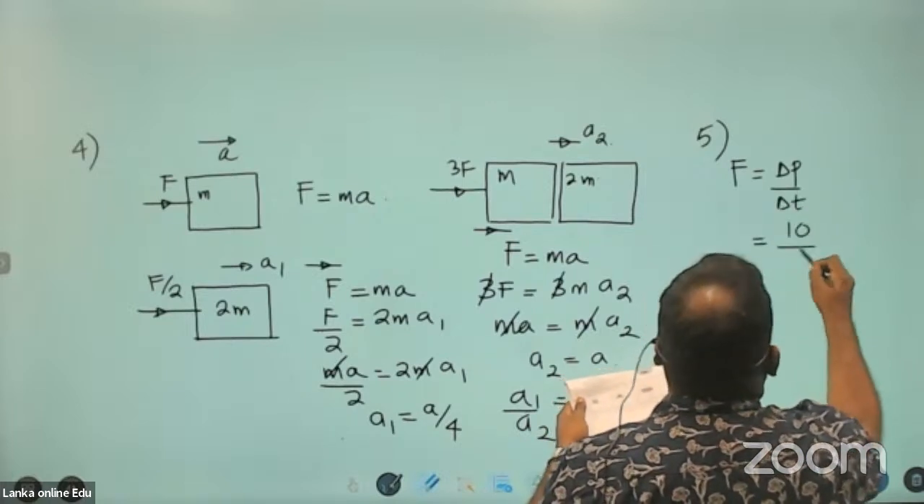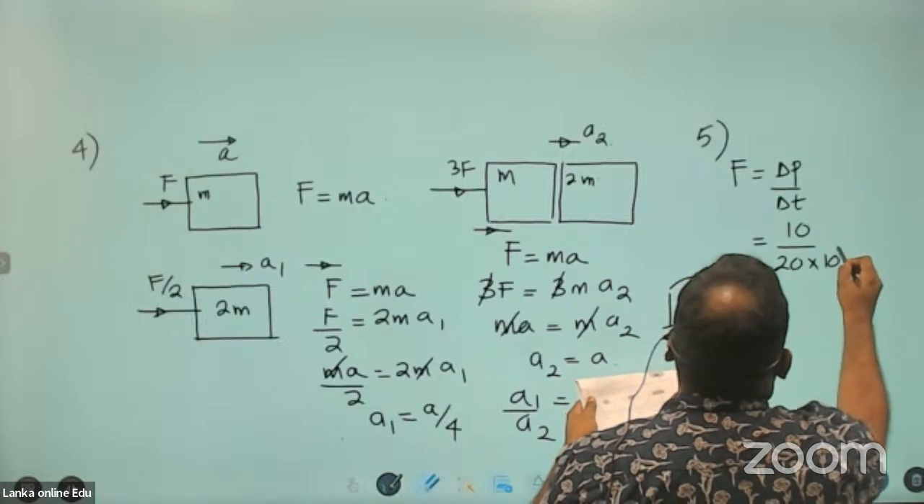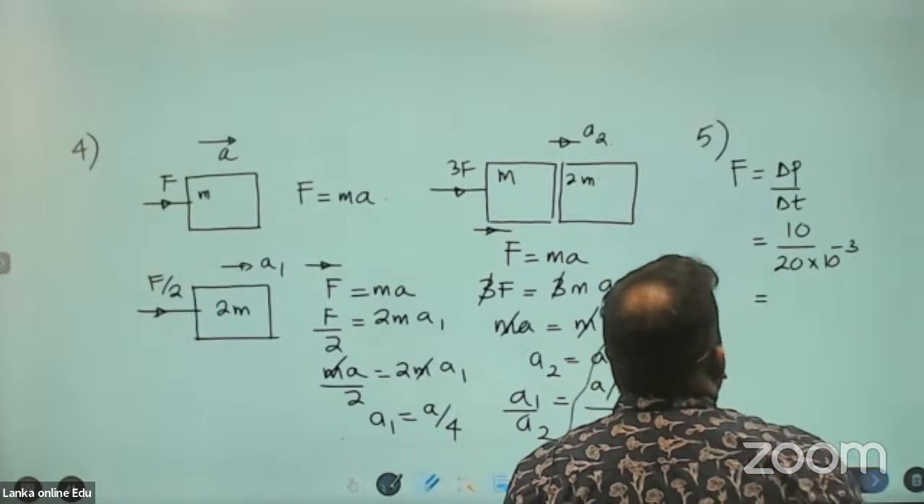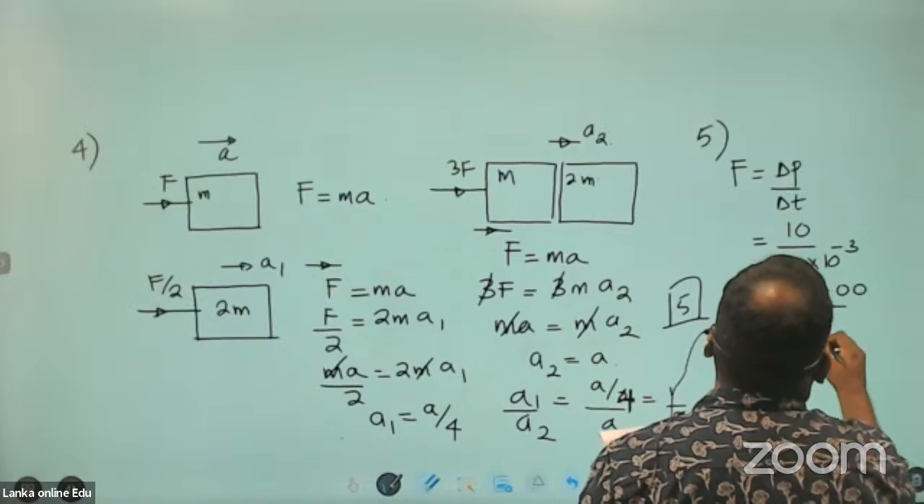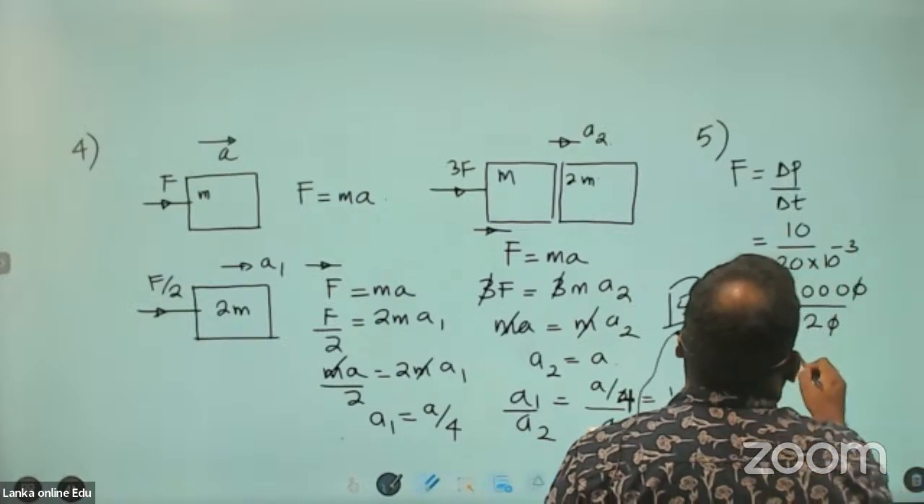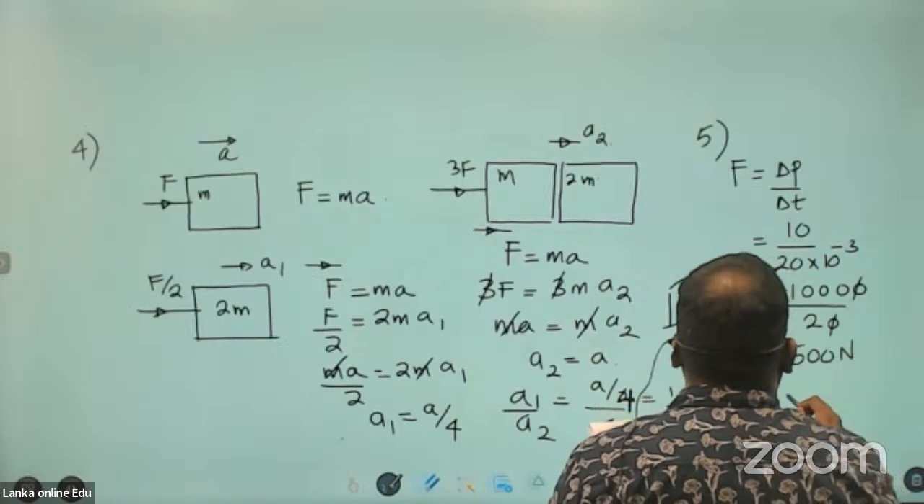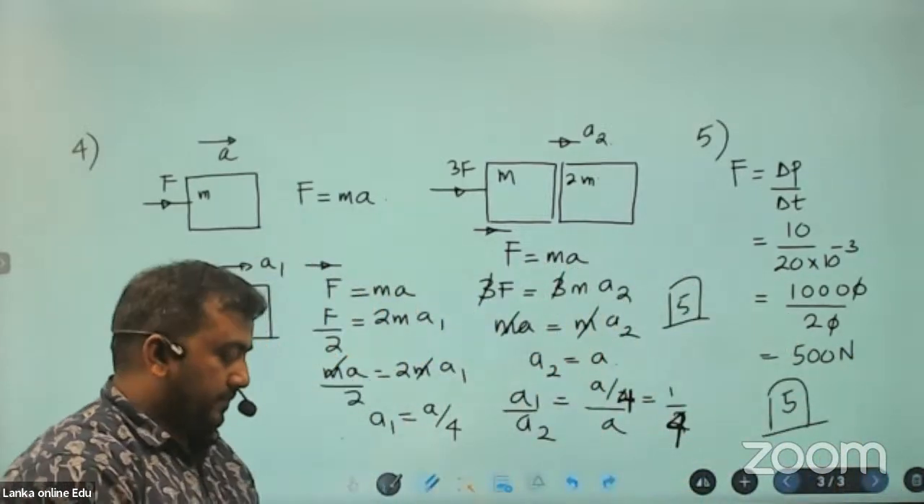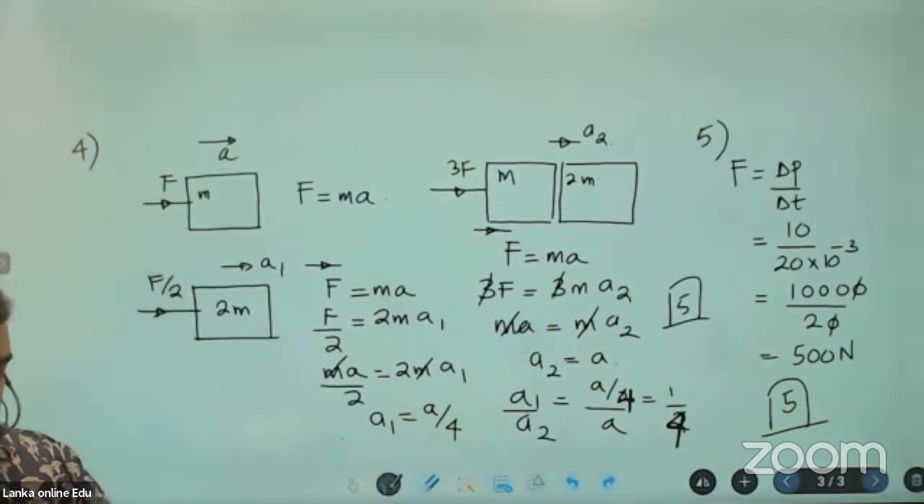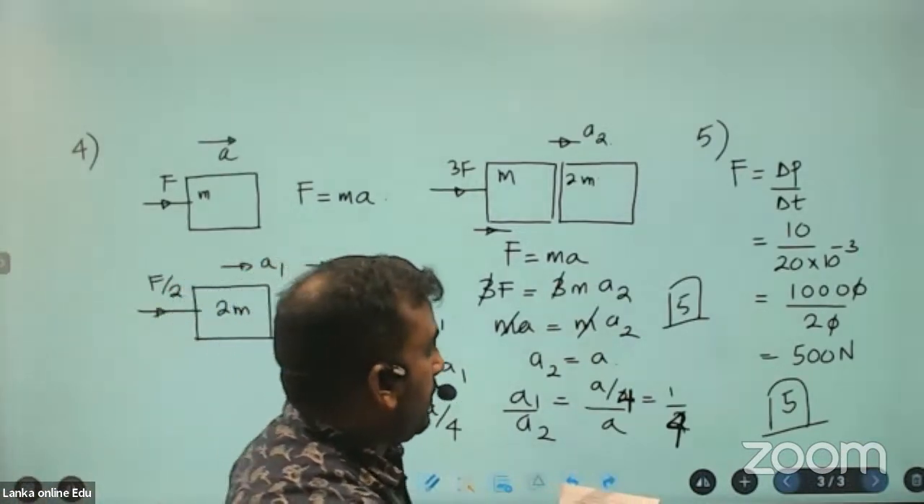10 kilogram, 20 millisecond. Milli means 10 to the power minus 3. So that's going to be 10,000 over 20. Your mean force is going to be 500 newtons. Correct answer is answer number 5.